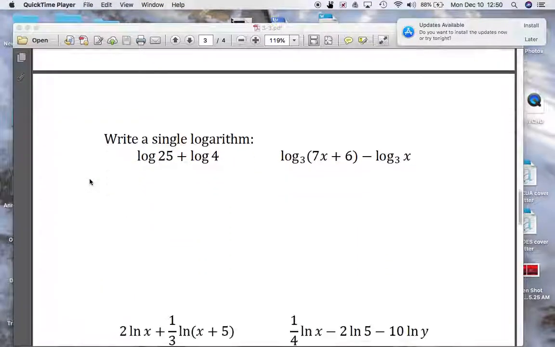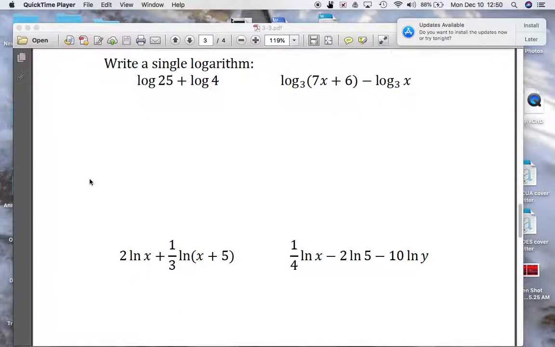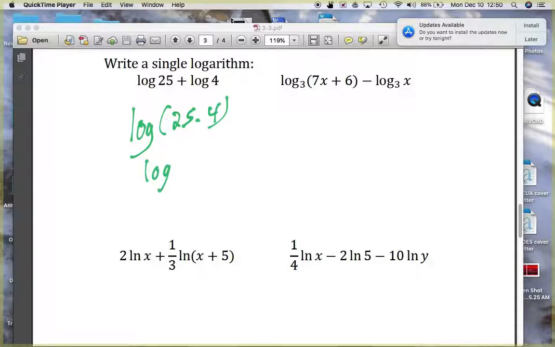Now, we'll do the reverse. Take it and make it into one logarithm. So, like this one, log of 25 plus log of 4, that's the same as log of 25 times 4. So log of 100, which obviously equals just 2, because 10 to what power is 100 again? Subtraction is the same as division, so log base 3 of those two things will be the same as that.